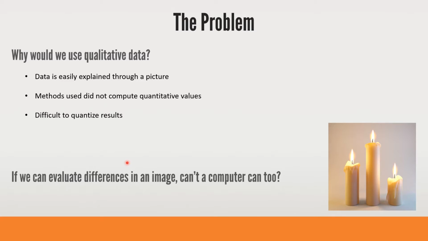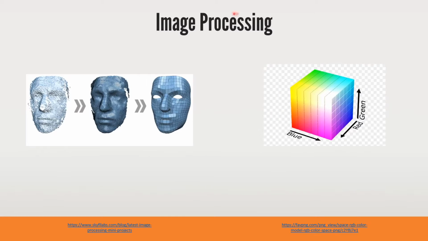If we can visually evaluate these differences in an image, can't a computer too? And it definitely can. There's a whole field of it called image processing, right? This is using computers to evaluate and create conclusions from images. Maybe you're assembling an image based on data points, but you can do a lot of things using inherent properties of images such as luminescence or color values, right?